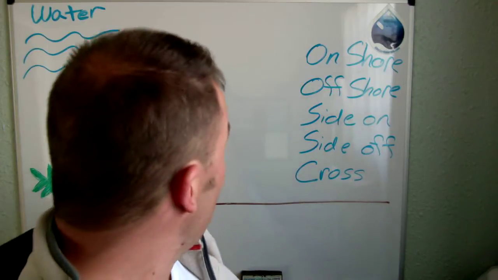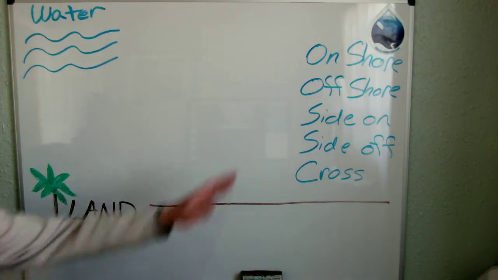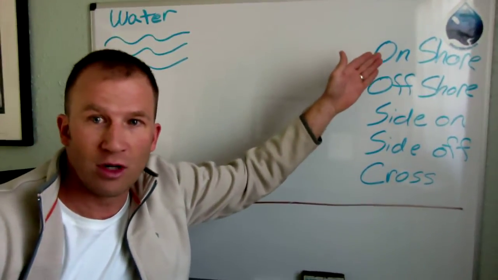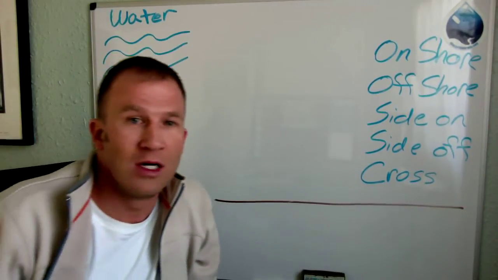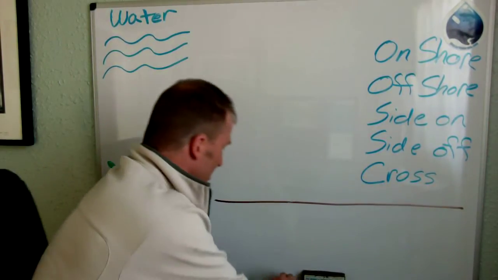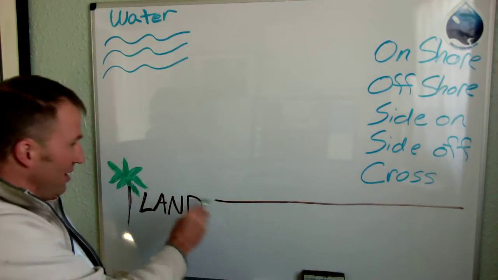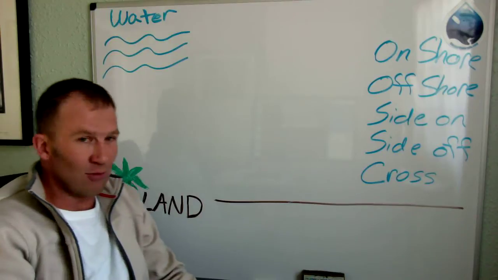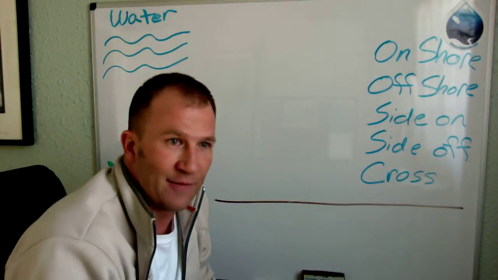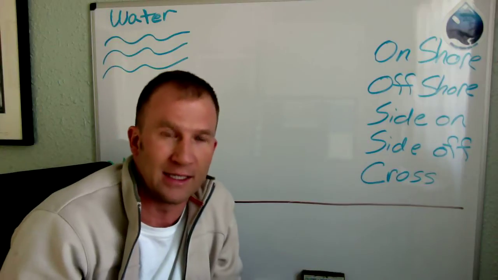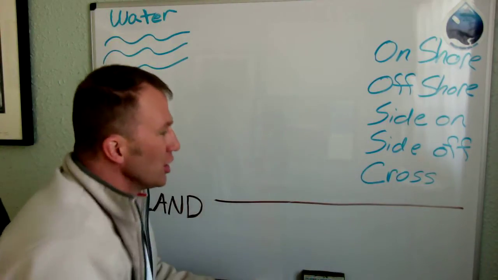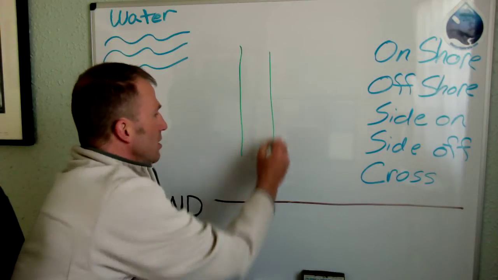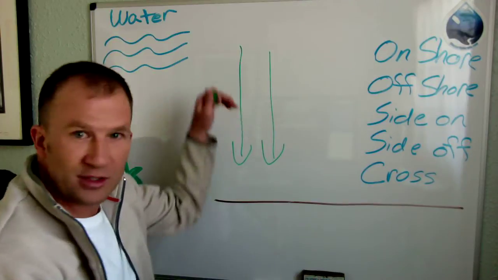And right here on the board, I've got a couple of subjects that we're going to talk about. And that is onshore, offshore, side on, side off, and cross. So it's real simple to understand. Here's the land bar. So everything below is land and everything above is water. And you can take this to snow in a different realm, but just in understanding wind, this is what we're going to go over. So onshore wind is really simple. It's pretty basic, and it's wind just coming straight on.